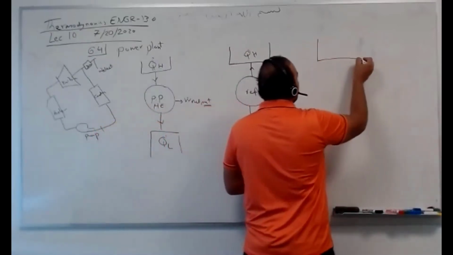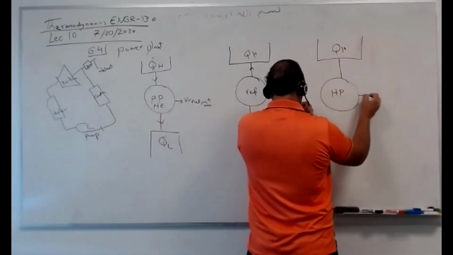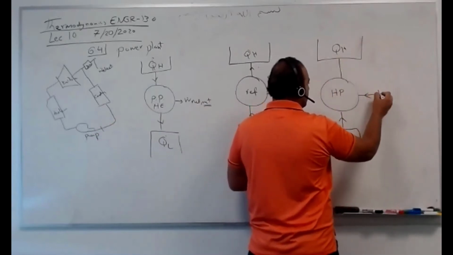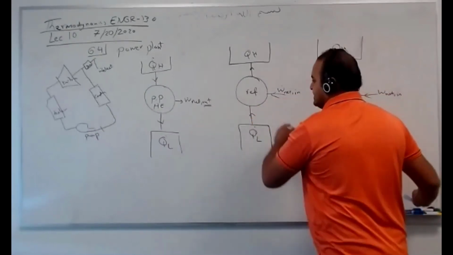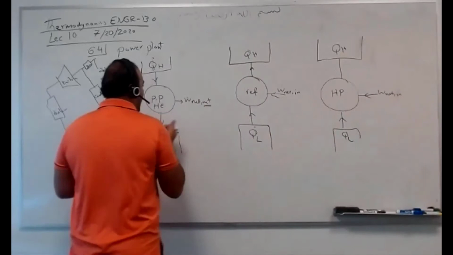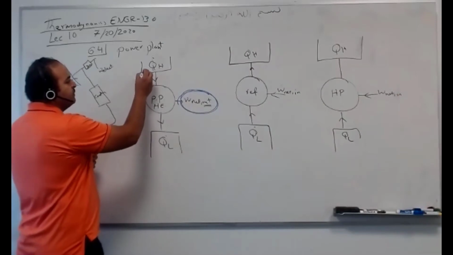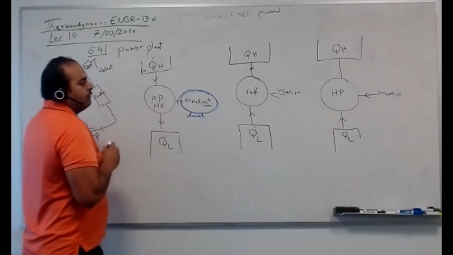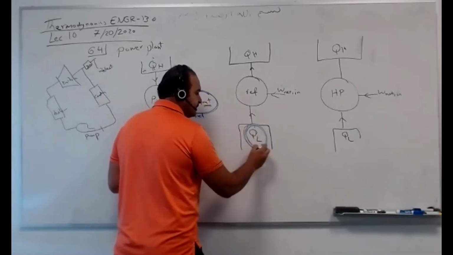The same for the heat pump. There is something called a heat pump. So what's the difference between these? The difference is what is input and what is output. For the heat engine, I want W out; I pay Q high, which is the input. For the refrigerator, I pay W, and I want Q low. This is the input.